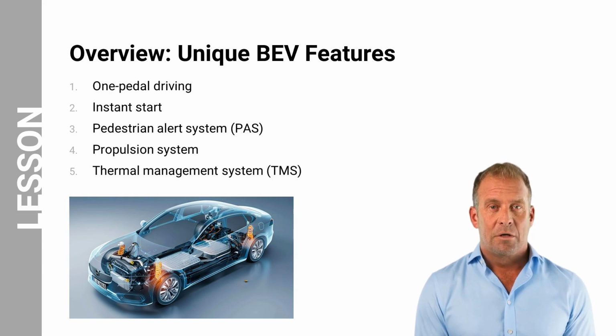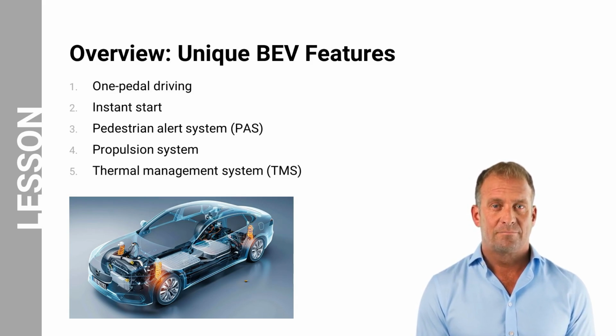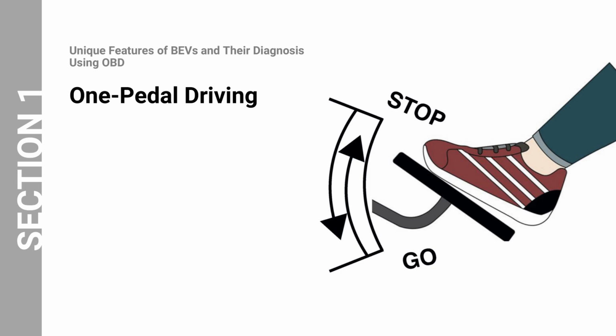In this lesson, we will explore the unique features of BEVs, namely one-pedal driving, instant start, pedestrian alert system, propulsion system, and thermal management system, and their diagnosis using OBD. In this section, we will focus on the one-pedal driving feature in BEVs.